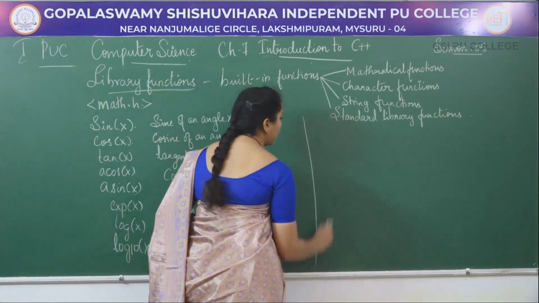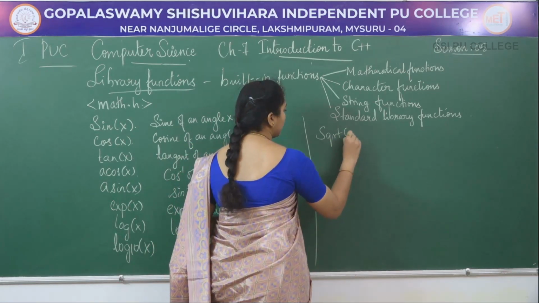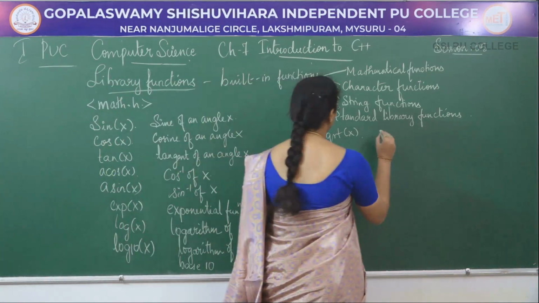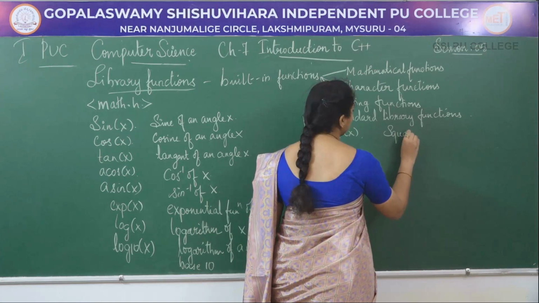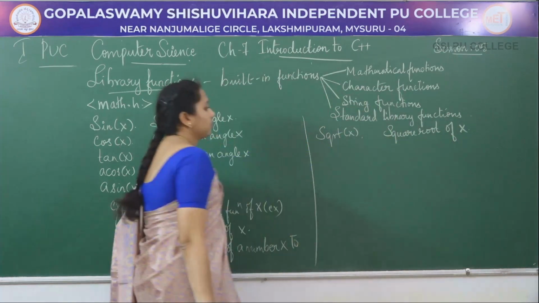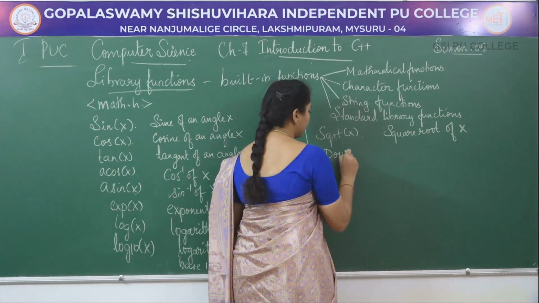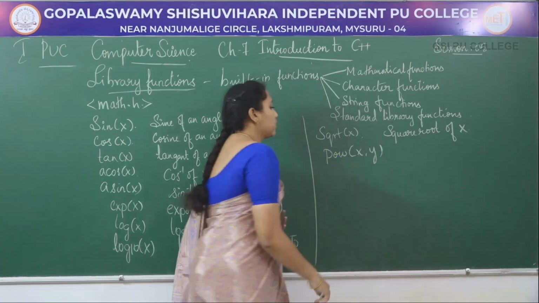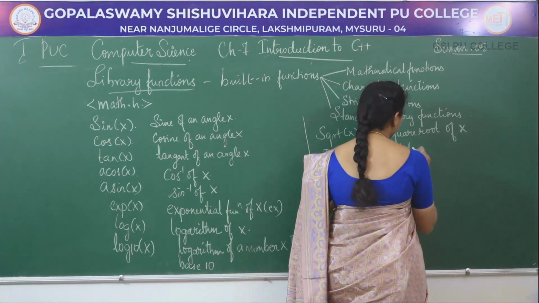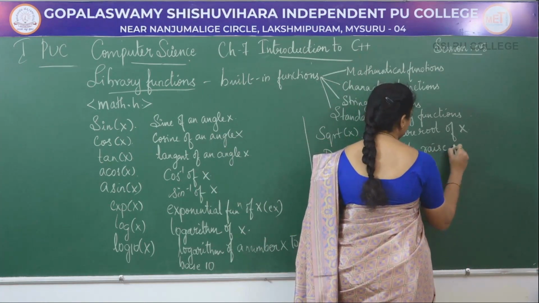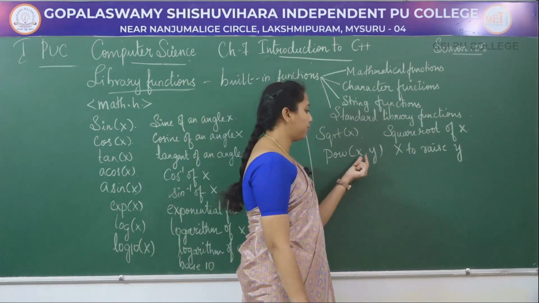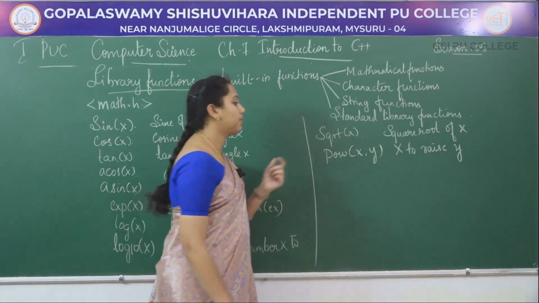Next is square root of x. This function is used to find the square root of x. Then pow of x comma y. This function is used to find x raised to y, which is the power of x. To find x raised to y, we use the pow function.